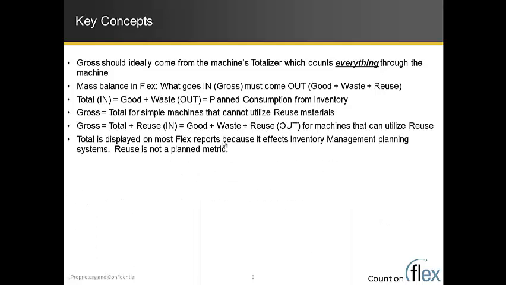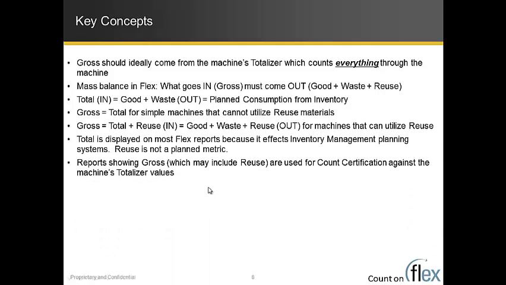The total displayed on most reports in Flex is going to be for inventory management purposes. And finally, reports showing gross are probably going to be used for count certifications. And that's it for reading.